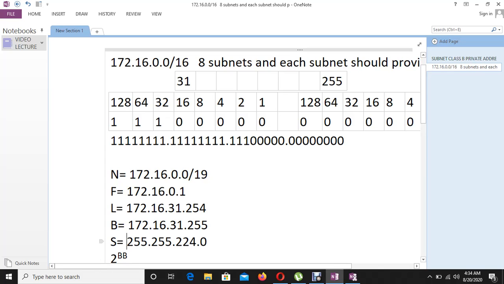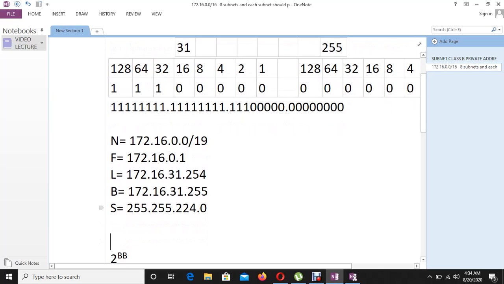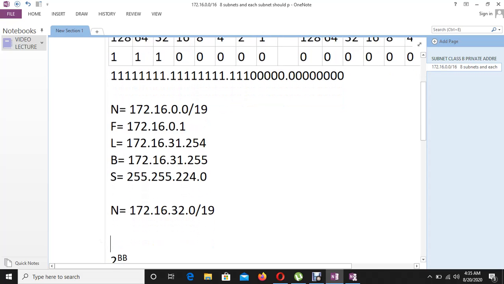So this is exactly the first network, and then the second network address would be 172.16.32.0, because this is 255 and this is 31, so we're gonna have to change this 1 to 2 here in our next network, and the CIDR remains 19.